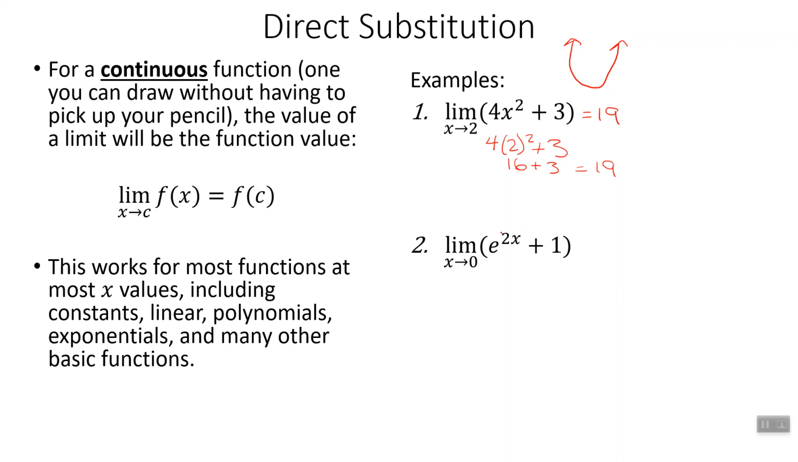So this limit is just 19. This next one, we want the limit as x goes to 0 of e to the 2x plus 1. This is an exponential function, so its graph would look something like this. It would have a horizontal asymptote, and then it would shoot up real quick, like that. If we just plug in 0, we get e to the 2 times 0, which is e to the 0, plus 1. Anything to the 0 power is 1, so 1 plus 1 gives us 2. So our limit here is 2.